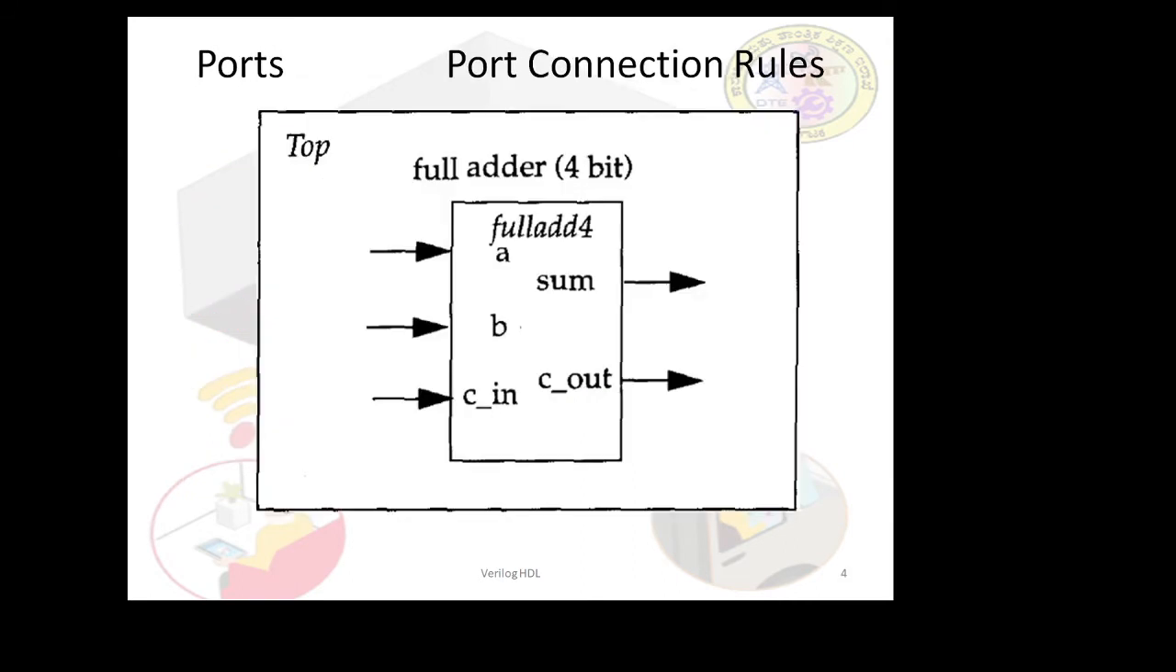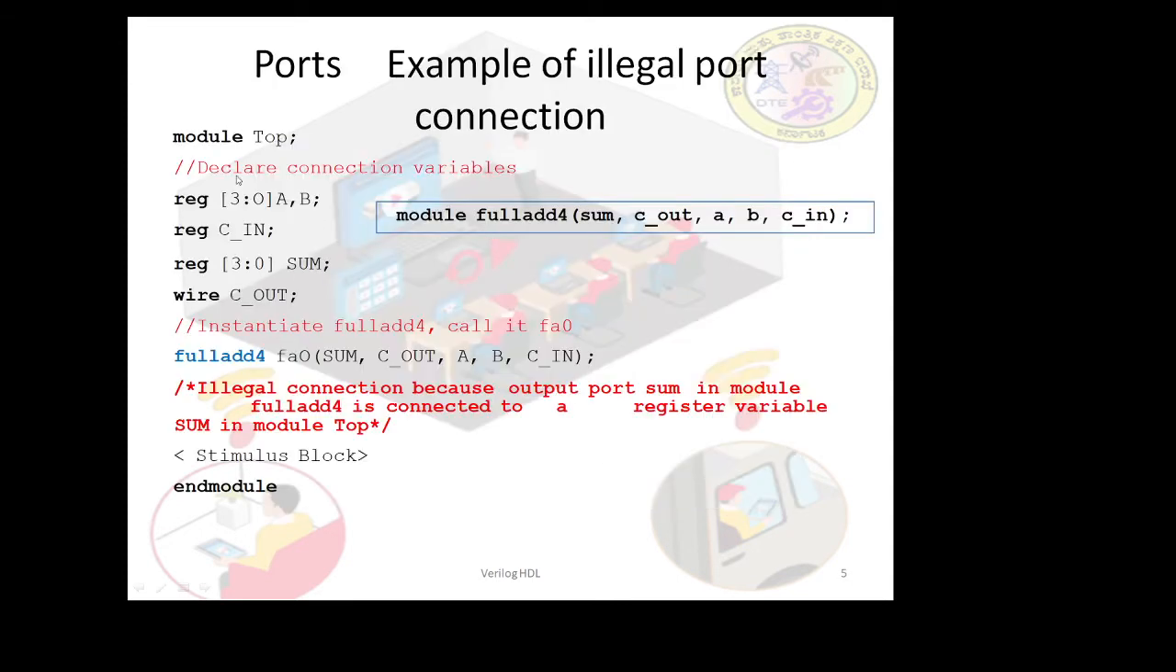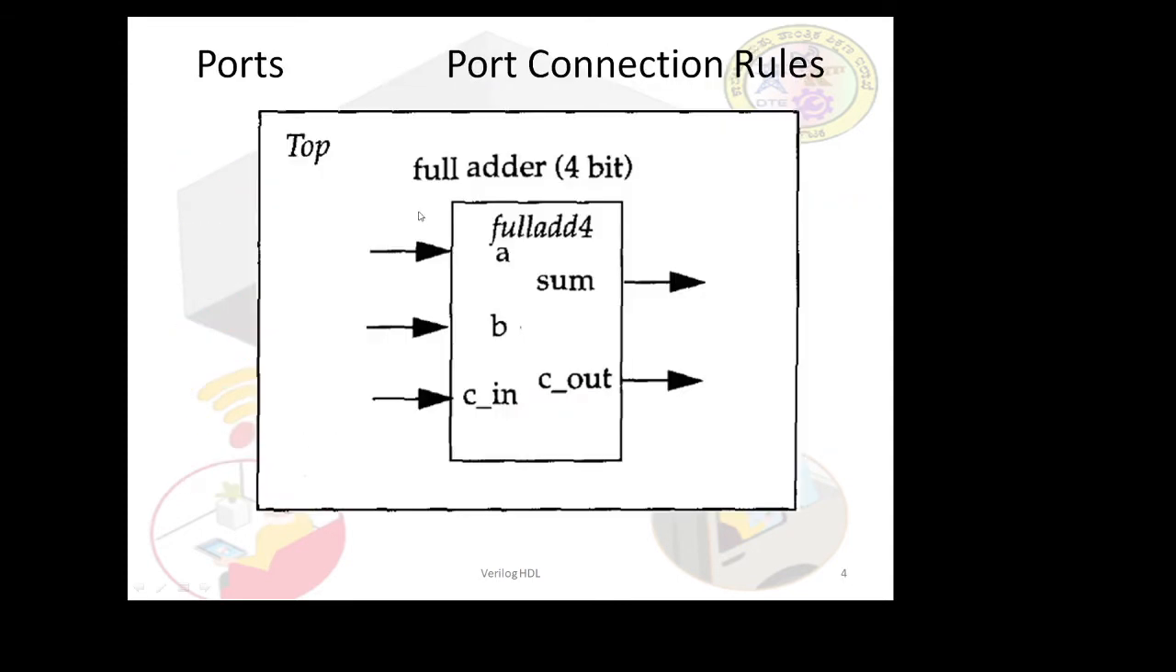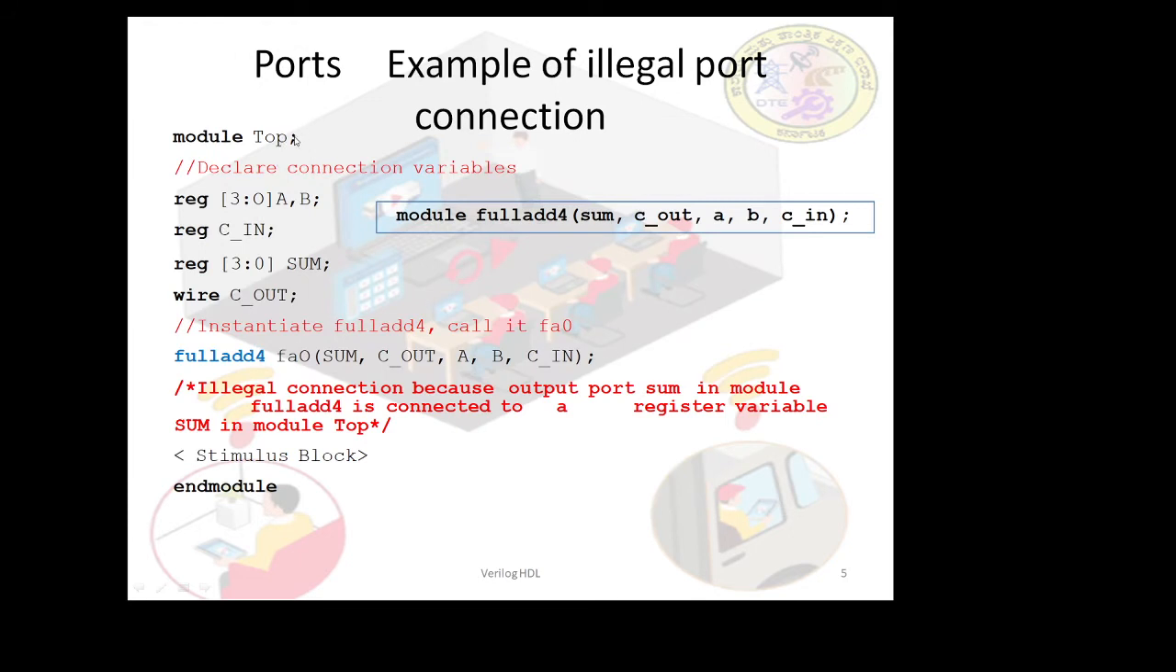This is an example for the port connection rules wherein we are taking a 4-bit full adder. This is a module, and this is the top level stimulus which is trying to instantiate a 4-bit full adder module. Here we have taken the module top. Module top is a top level stimulus which does not have a port list. So there are no pins entering inside nor pins going outside this top level stimulus. That is why the port list is not written, that is module top terminated with a semicolon.